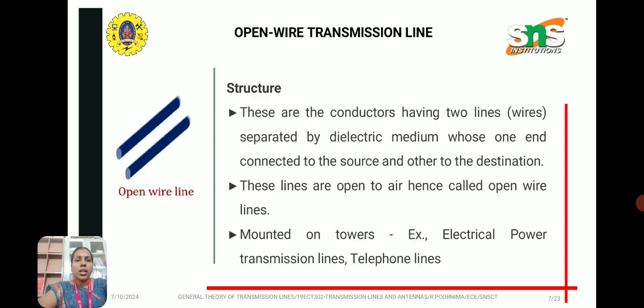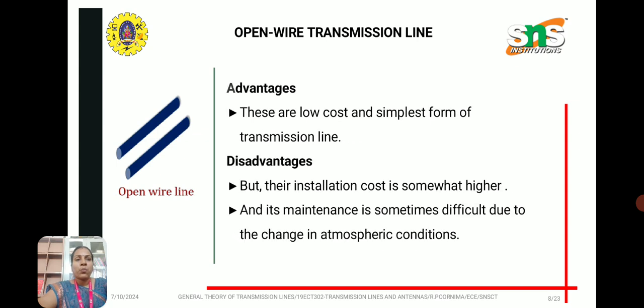Open wire transmission line structure. These are conductors having two lines or wires separated by a dielectric medium. One end is connected to the source and the other to the destination. These lines are open to air, for example, they are mounted on towers, electrical power transmission lines and telephone lines. Advantages of open wire lines are that they are low cost and a simple form of transmission line. Disadvantages are that their installation cost is somewhat higher and maintenance is difficult due to change in atmospheric conditions.